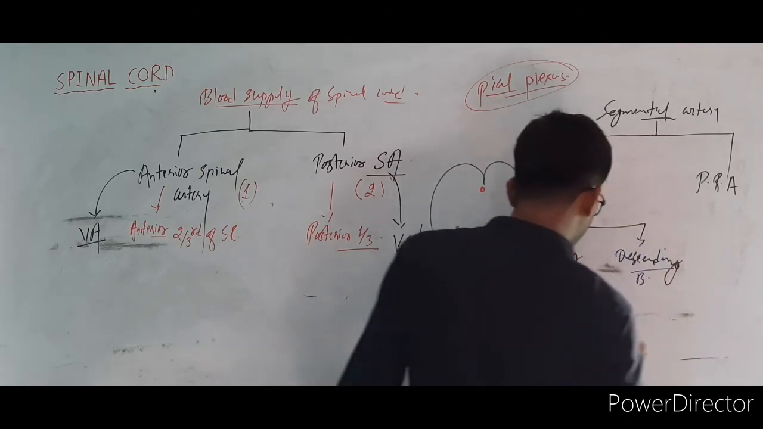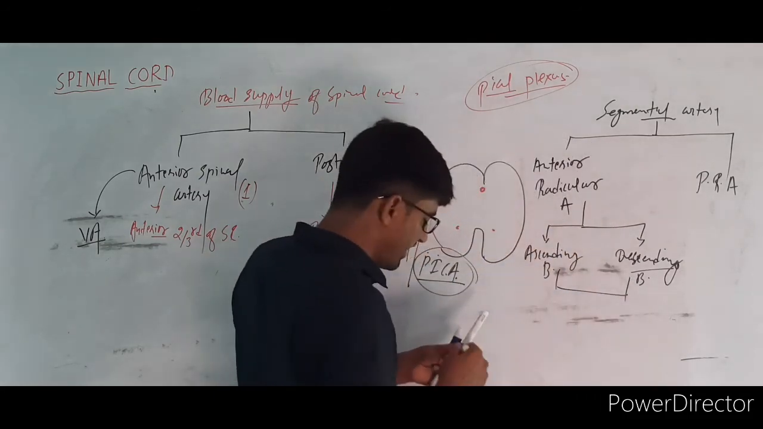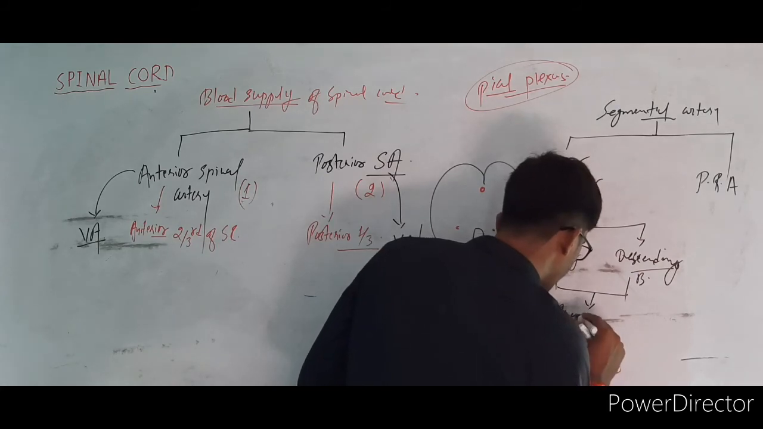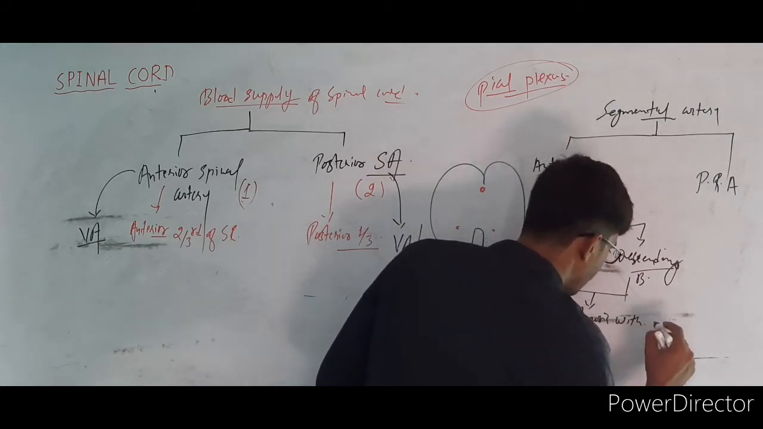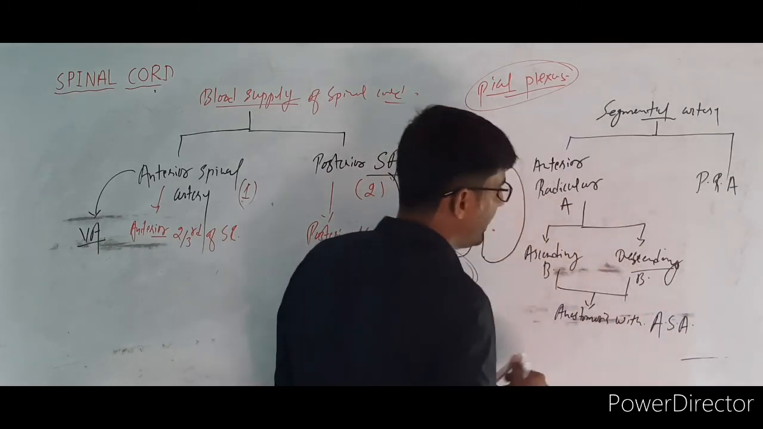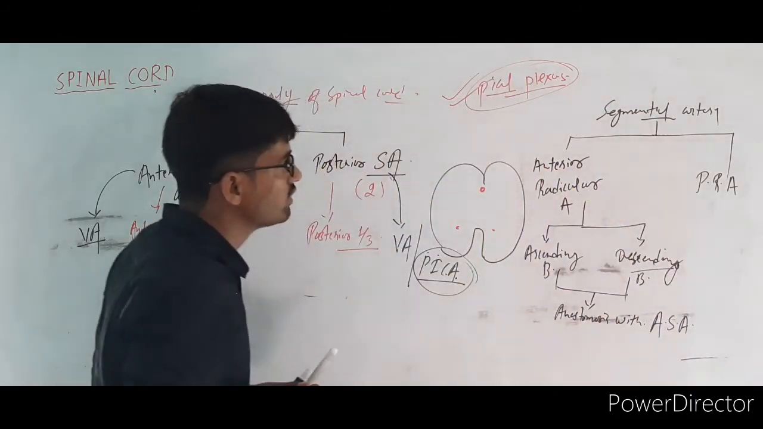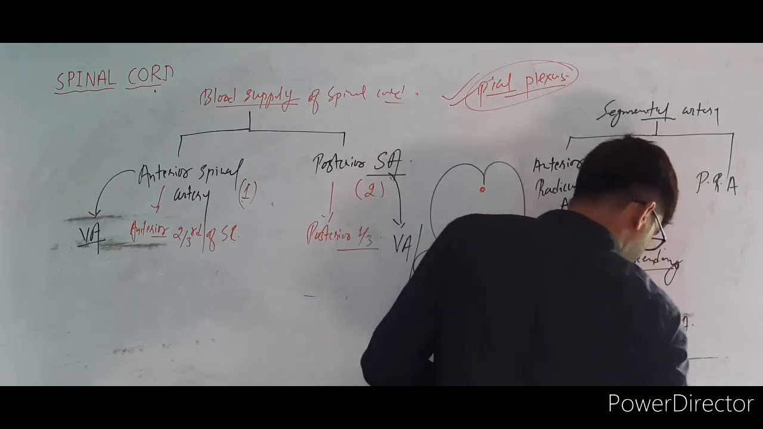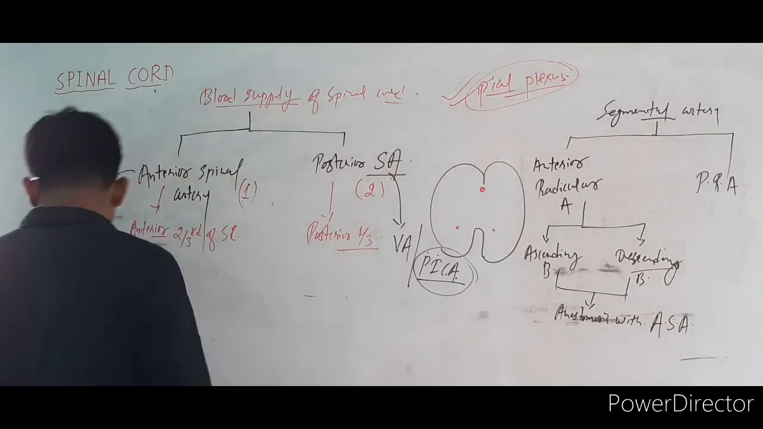Both of these will anastomose with the long arteries, and that is what? Anastomosis with the anterior spinal artery. Okay, and it all will form one plexus that is called this plexus, right? So this is the artery supply of the spinal cord, right? So this is the artery supply and everything.